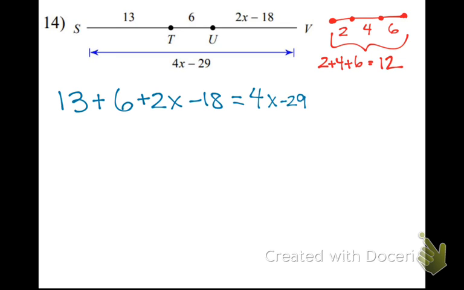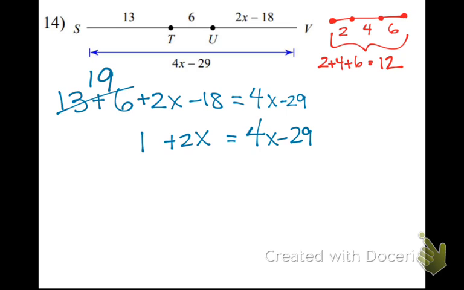All right, so we need to combine like terms. What's 13 plus 6? 19. All right, and then you still have 19 minus 18 on one side. So what's 19 minus 18? 1 plus 2x. And then can I combine anything on the right side? No. 4x minus 29. Okay, so a lot of people ask me where I got 1. All I did was add 13 plus 6 and then minus 18.